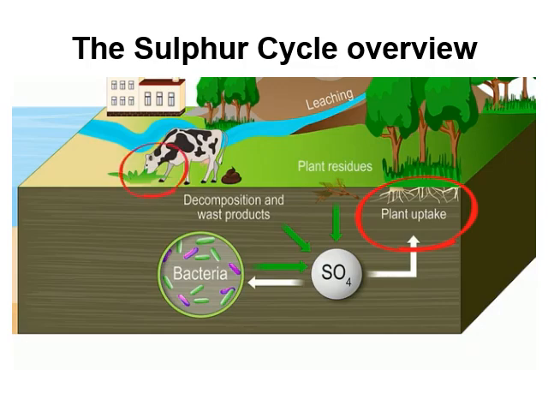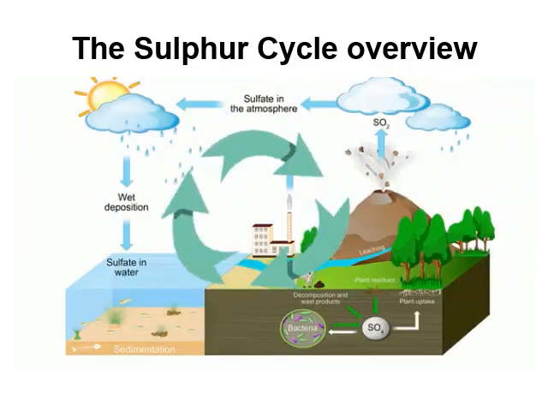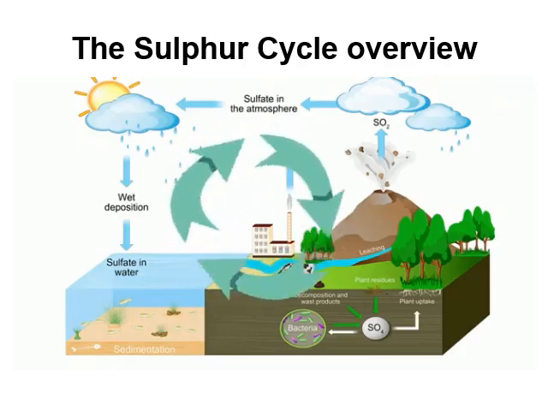Animals in turn get sulfur by eating the plants, and the animals release sulfur when they decay. As animals decay, they release sulfate salts and hydrogen sulfide. Anaerobic bacteria break down the hydrogen sulfide into sulfur gas, and the aerobic bacteria convert the sulfur into sulfate salts, which again the plants absorb. And then, like any other cycle, it just keeps going around and around. So there's the sulfur cycle.